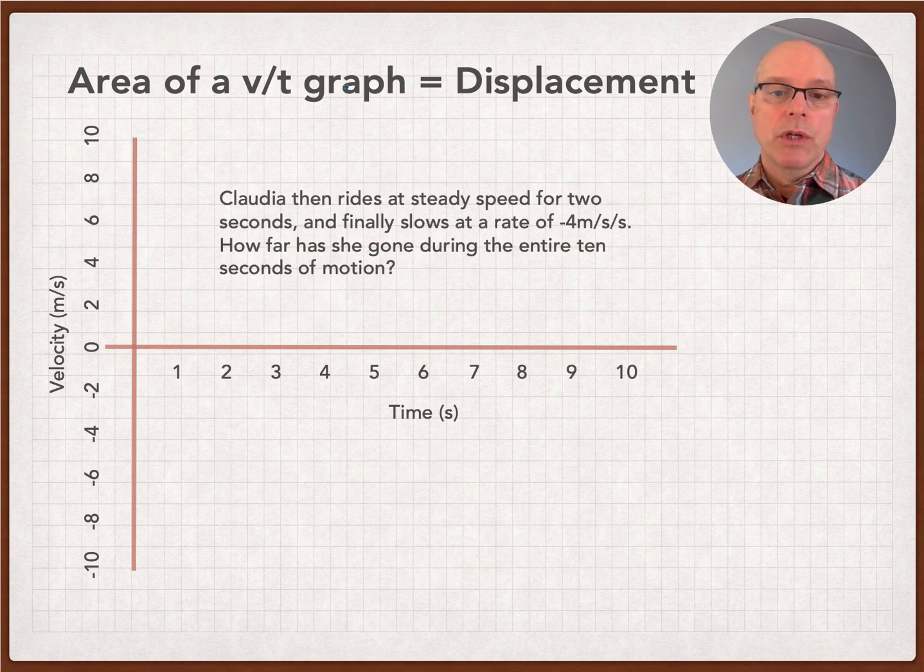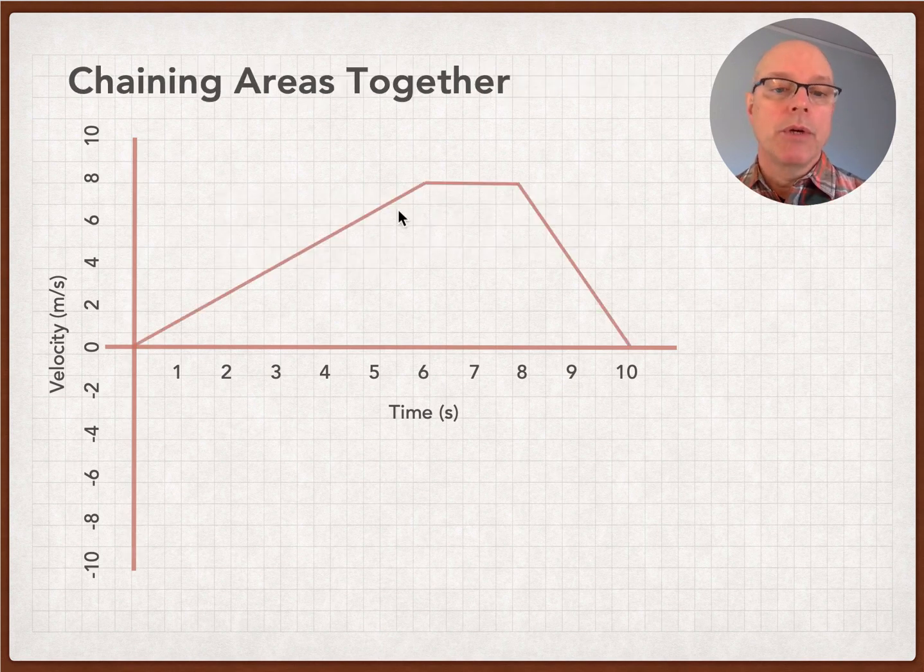So what they say now is Claudia continues her story and then rides at steady speed for 2 seconds and finally slows down at a rate of -4 meters per second. And they want us to figure out how far did she go during the entire 10 seconds of motion. There's two things you're going to get here. First of all, let me show you the graph. This we just copied. You should know this now, that if Claudia continues her speed for 2 seconds, the velocity line just goes flat. So she's moving 8 meters per second for 2 seconds.